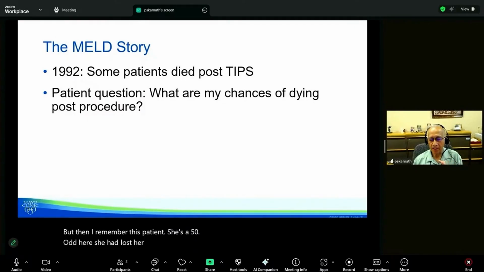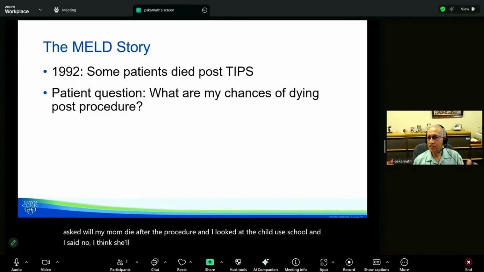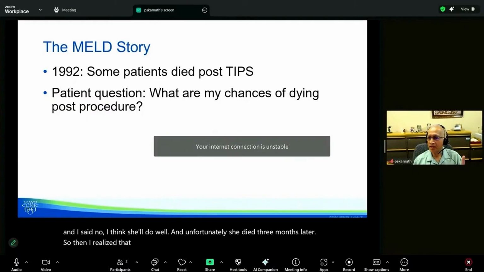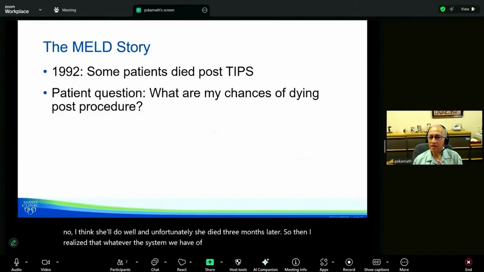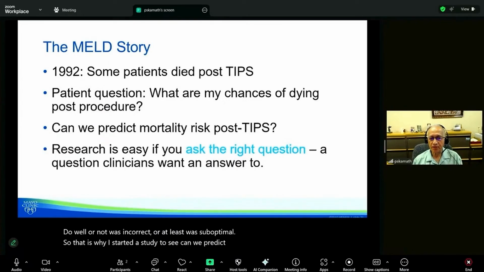So the son and the mother were very worried about the TIPS procedure. And the mother asked, what are my chances of dying? The son asked, will my mom die after the procedure? And the Child score was going, and I said, no, I think she'll do well. And unfortunately, she died 3 months later. So then I realized that whatever system we have of deciding whether they will do well or not was incorrect, or at least was suboptimal. So that is why I started a study to see, can we predict mortality post-TIPS in these patients?